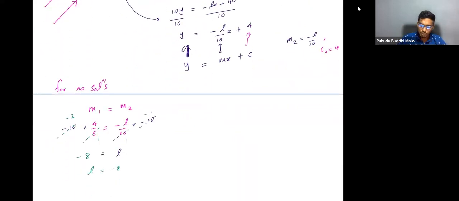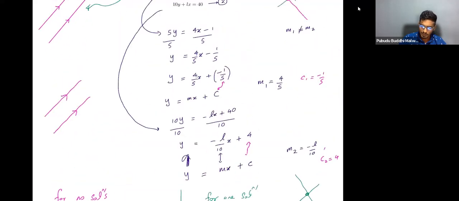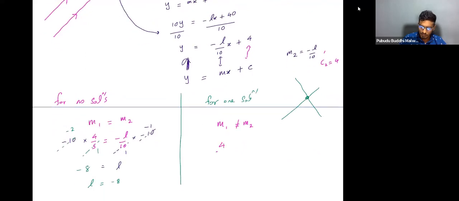Then for one solution, now that's a bit tricky actually. For one solution, we need a situation like this. For that, I think slopes should not be equal. I think that's the only requirement. So basically, M1 should not equal M2, which means 4/5 should not equal -L/10.